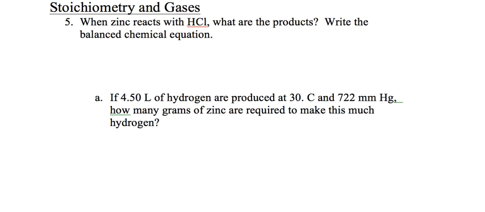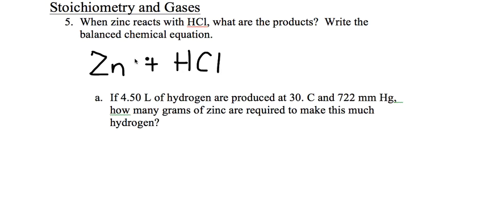You can use the ideal gas law to also figure out how much product, gaseous product, will be made in a chemical reaction. Here is an example. When zinc reacts with HCl, what are the products? Well, that we've done before. We have zinc reacting with HCl. Those are the reactants.